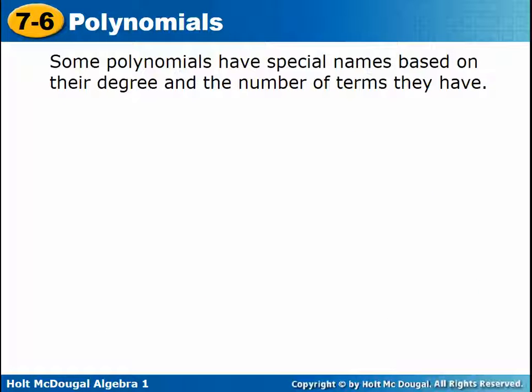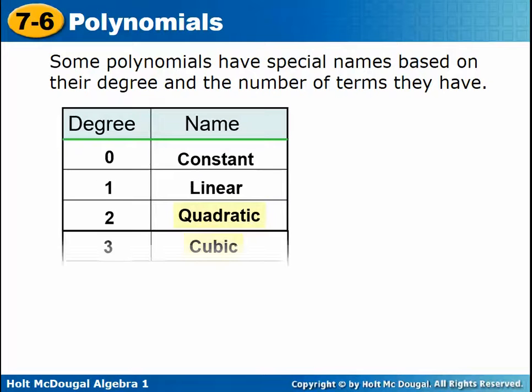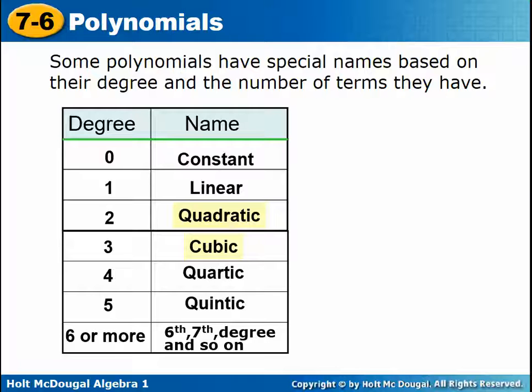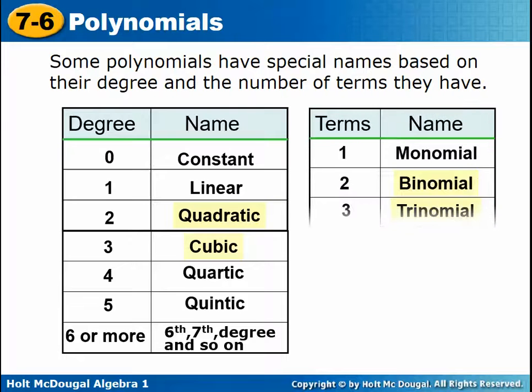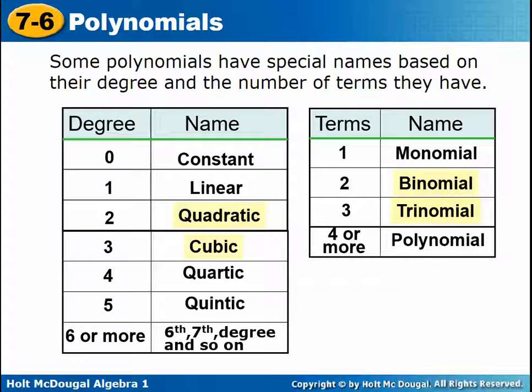Okay, we can also name polynomials based on their degree and on how many terms they have. It's helpful to be looking at a table when you do this. There are a couple of these tables on your worksheet. So we can name it by degree with these names on this first table, and we name it by number of terms on the second table.